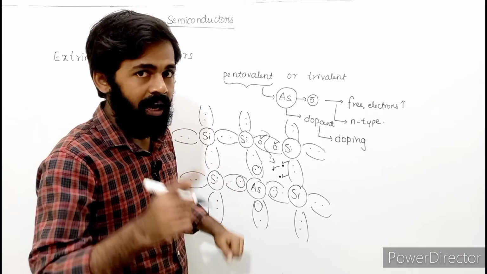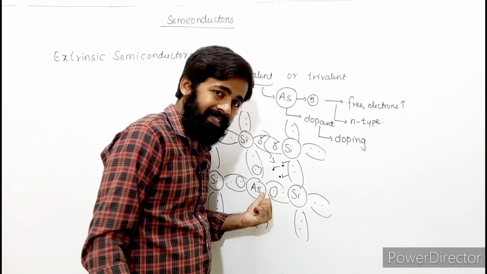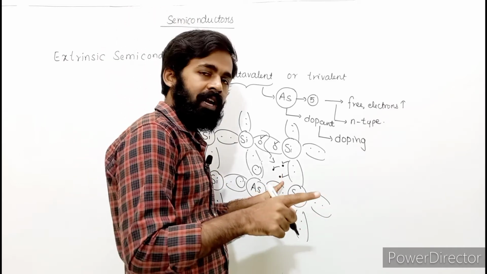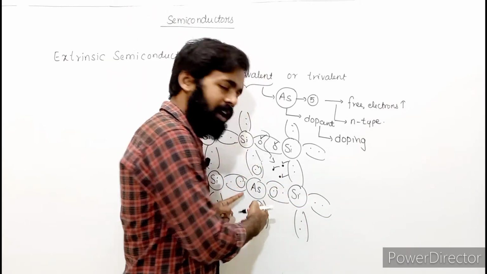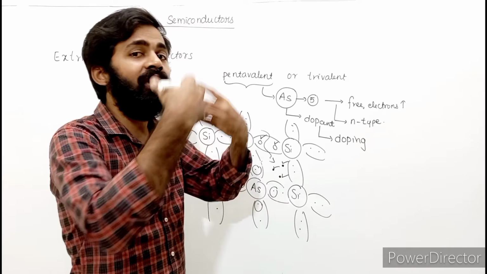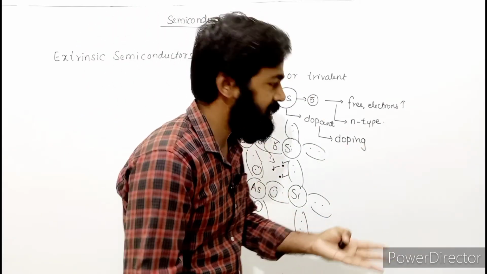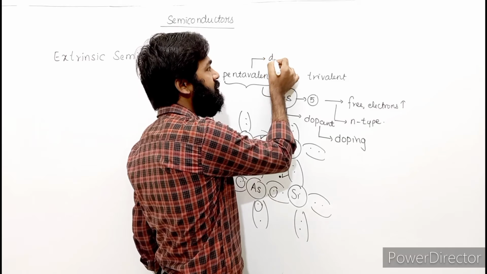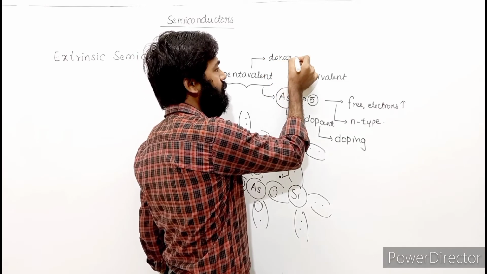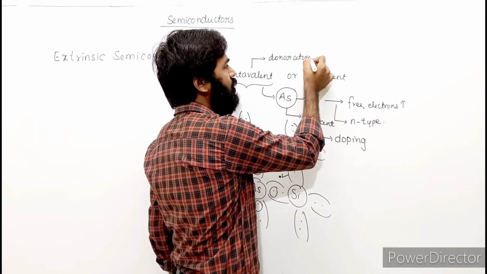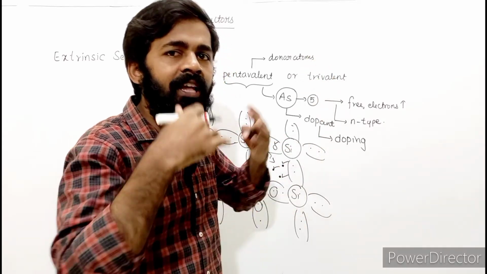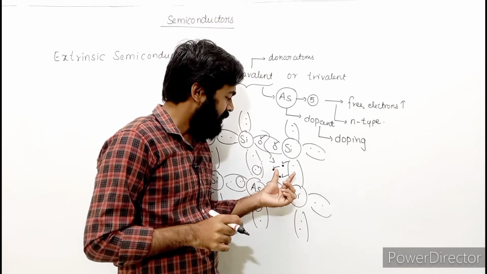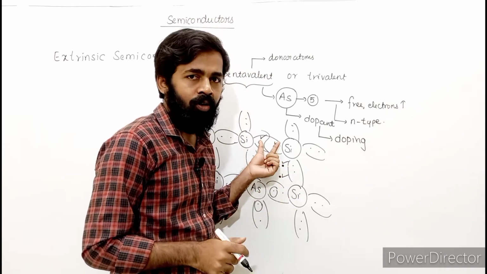Now here the dopant is arsenic. And here you can see this arsenic is donating one extra electron to the conduction band. It is sharing 4 electrons and donating one extra electron. That is why the pentavalent impurities are also called donor atoms, because they are donating one extra free electron. And there are more free electrons compared to holes.